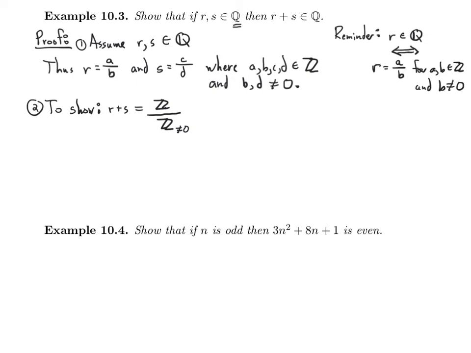Okay, let's go ahead. So let's consider r plus s. Well, we know r equals a over b. We know s equals c over d. So let's replace r by a over b and replace s by c over d.